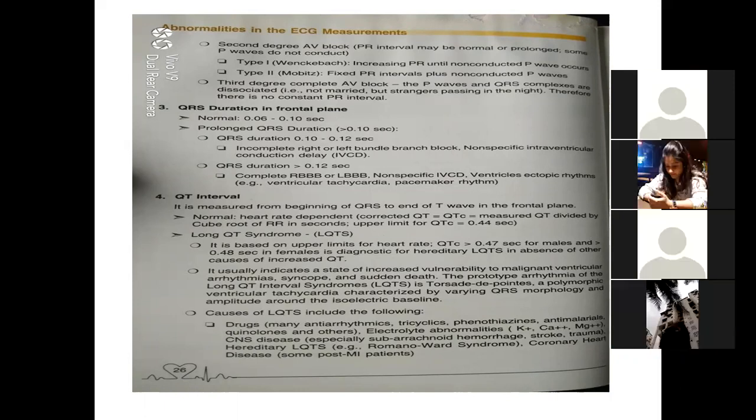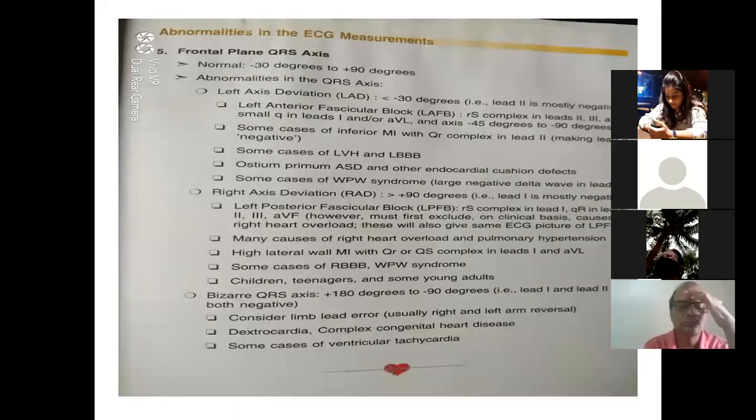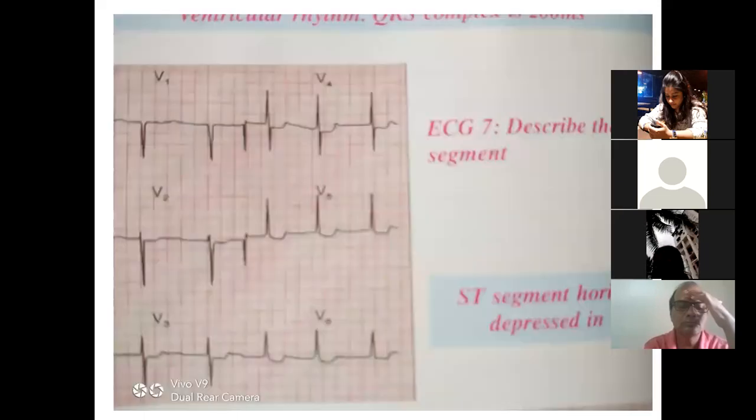Just see whether the QT and the axis remain. Maybe I'll take it next time because I wanted you to report some ECGs. There are some more ECGs here. Would you like to report ECGs? Sir, one we can do. Try. V1, V2, V3, V4.